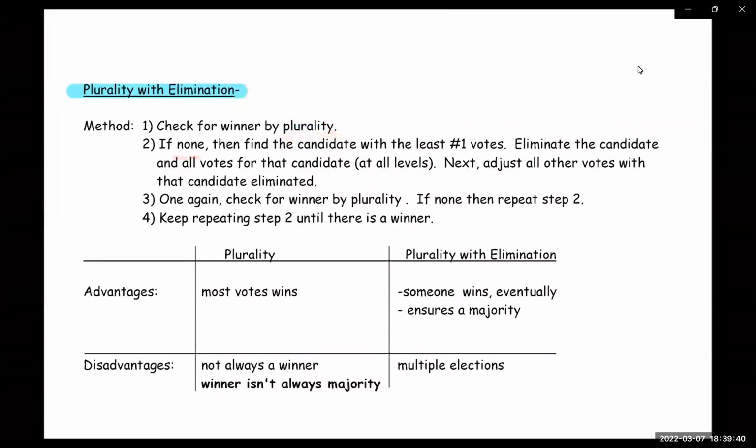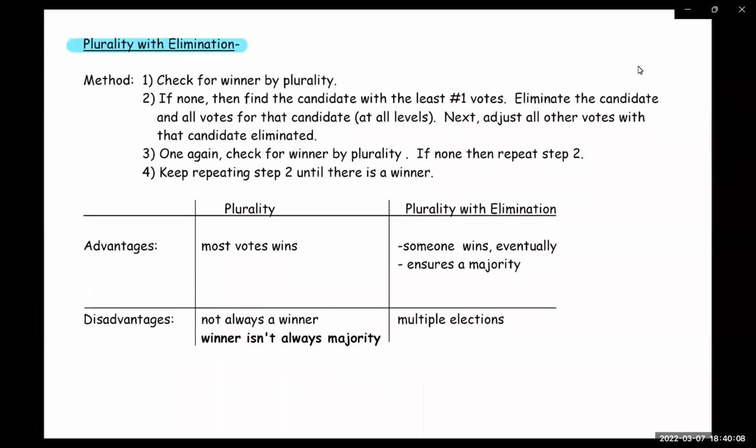If we get a tie, for example, then find the candidate with the least number of number one votes, eliminate that candidate at all levels, then adjust all the votes with the candidate eliminated. And then you check for plurality again to see who wins. And if there's a tie again, then you repeat that step. You keep on eliminating the person with the least number one votes until there's a winner.